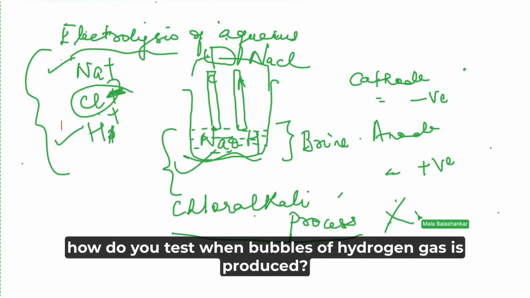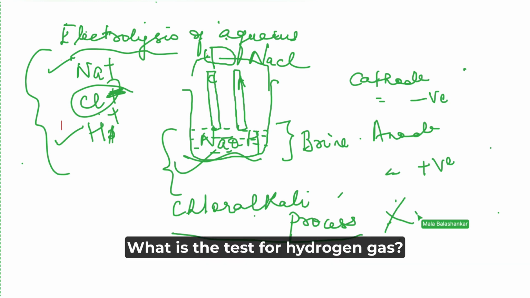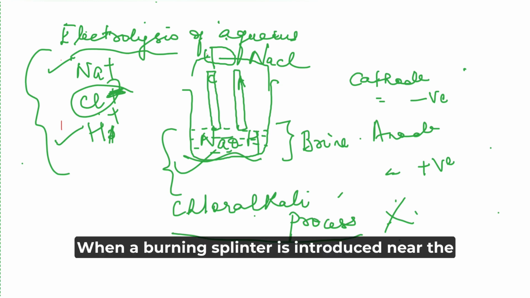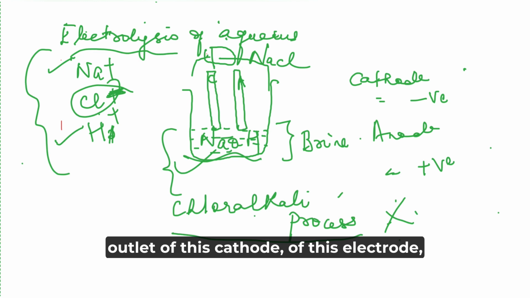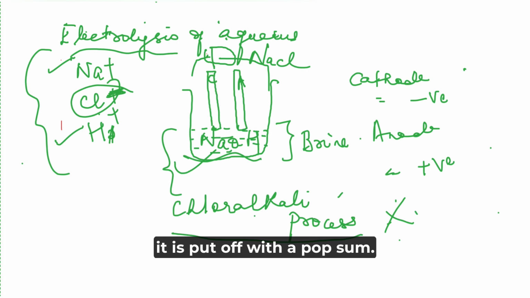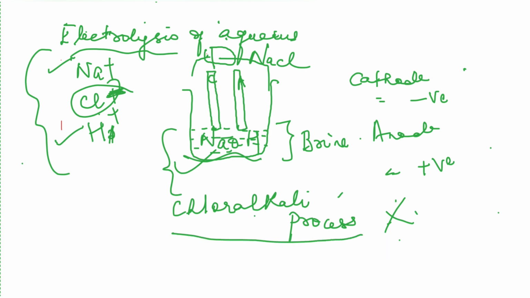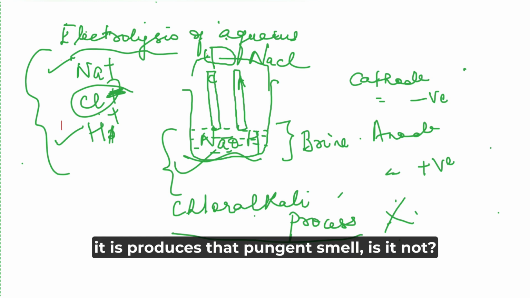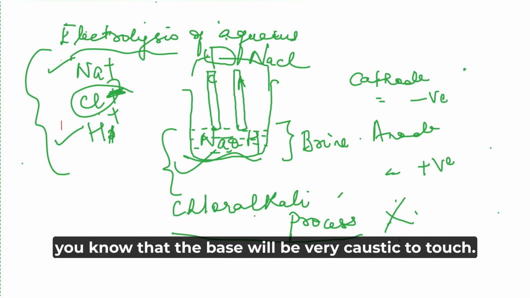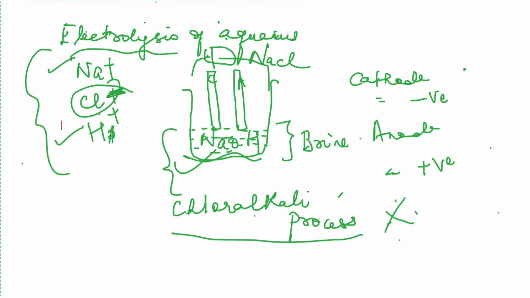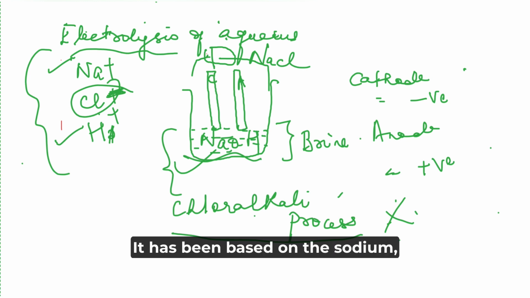Now, how do you test when bubbles of hydrogen gas are produced? What is the test for hydrogen gas? The lighted splint produces a squeaky pop. Correct. When a burning splint is introduced near the outlet of this electrode, it is put off with a pop sound. That is the test for hydrogen gas. Chlorine, needless to say, produces a pungent smell. And sodium hydroxide, you know, the base will be very caustic to touch. It is very soapy and bitter.